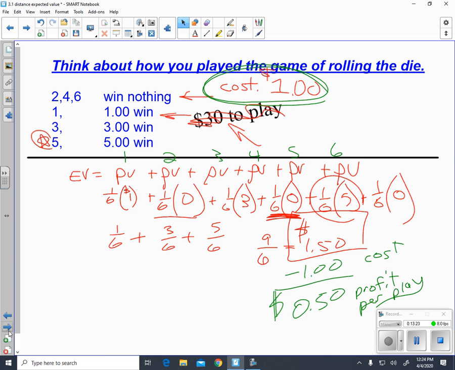The odds are in your favor. You're actually expected to win a little bit as you play. Now, it's random, so when you play, you could lose a whole bunch of times and win a whole bunch of times, but the average result over the long run is a profit of 50 cents.